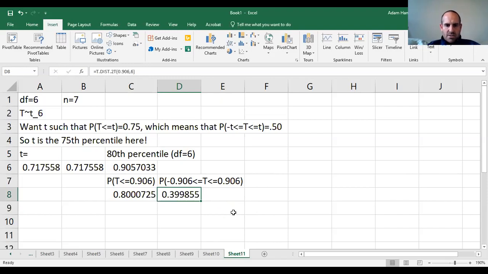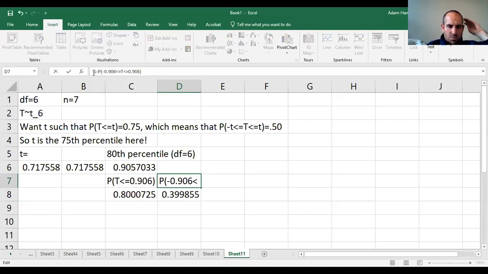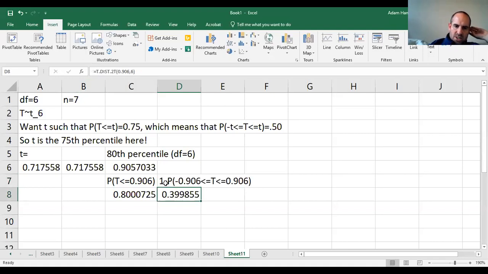So in other words, what's happening here is this is not the probability that t is between these two things. That's the opposite of that. 40% is in the tails. So 60% is right there. So this is 1 minus that, which is actually equal to 40%.